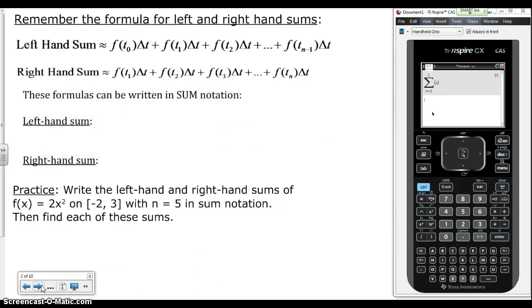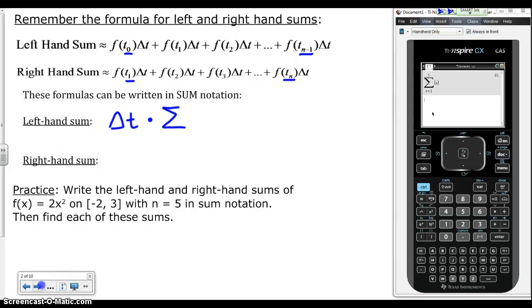Okay, so the reason we're reviewing sums is because you can use summations to write the formula for left and right-hand sums. If you remember, left-hand sums start at t0 and go up to t n minus 1, whereas right-hand sums start at t1 and go all the way to tn, and everything gets multiplied by delta t. So we can actually make this a summation formula because we're adding things. Notice everything gets multiplied by delta t, so we can pull that out front. So we're going to make a summation symbol.